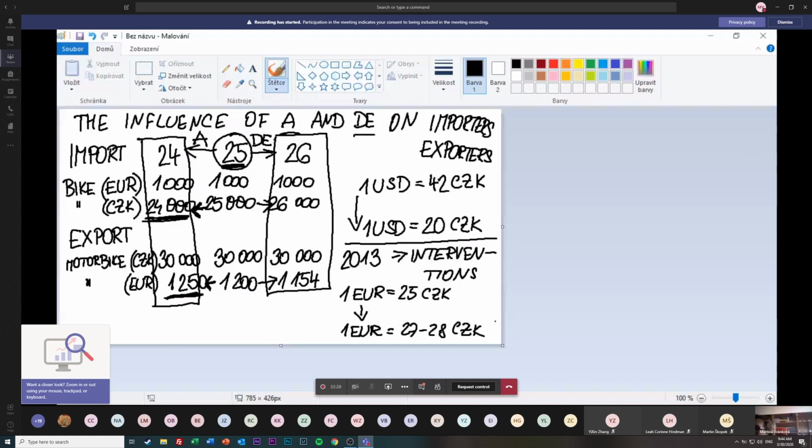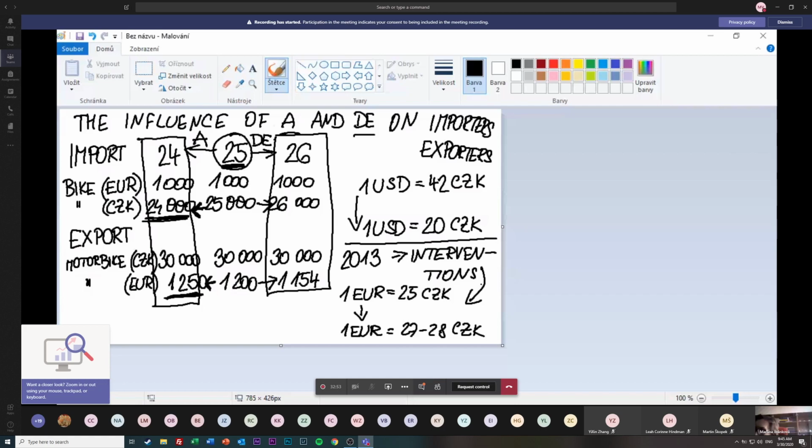What did it mean for imports and exports? You can see that for importers, it's bad: the imported goods and services were more expensive for us as consumers. Because of depreciation, imported goods in the domestic market are more expensive. On the other hand, it helps domestic exporters. You can see it here.